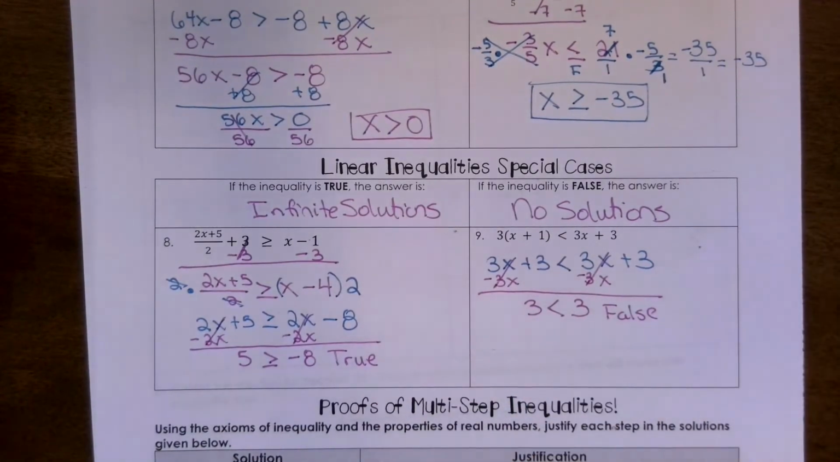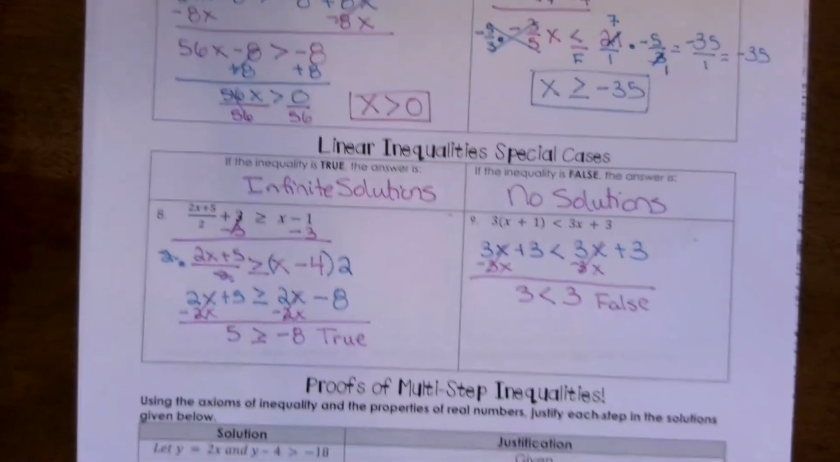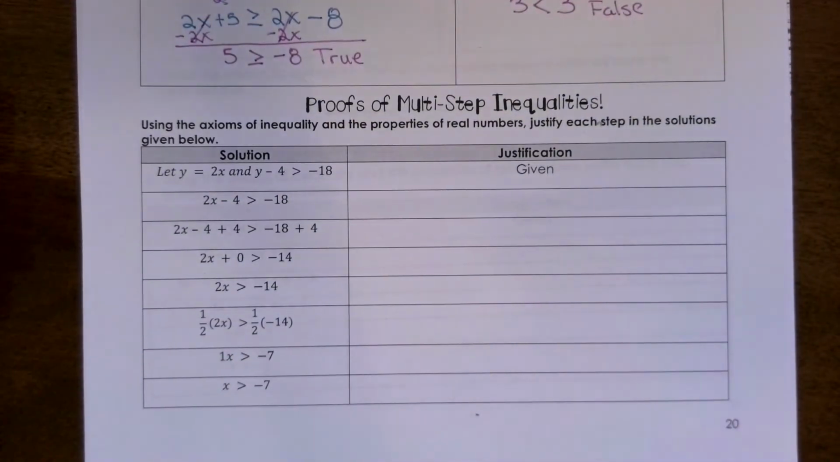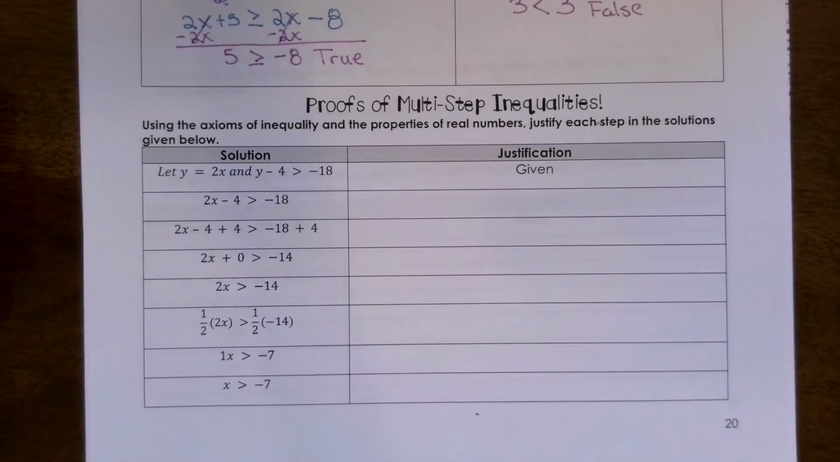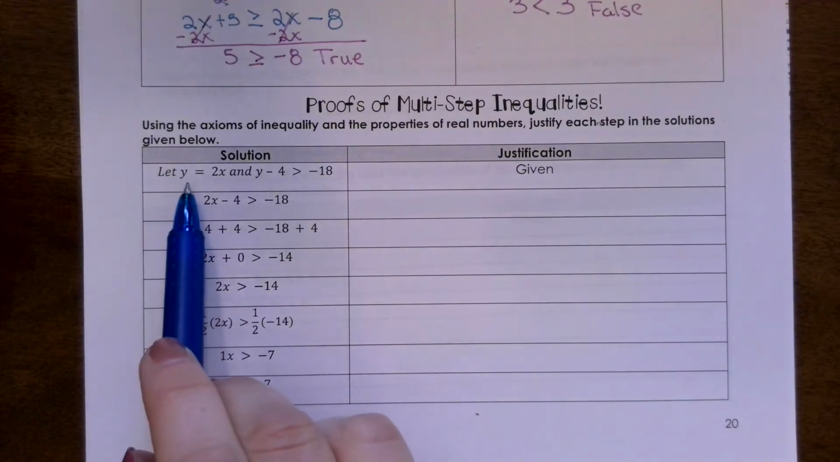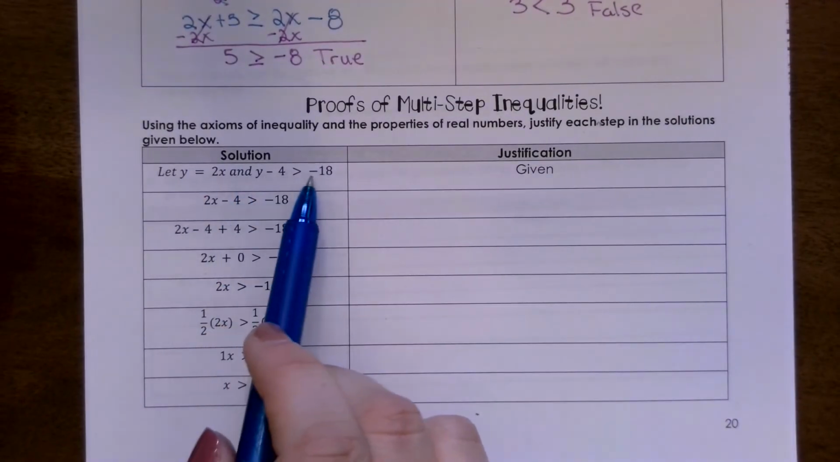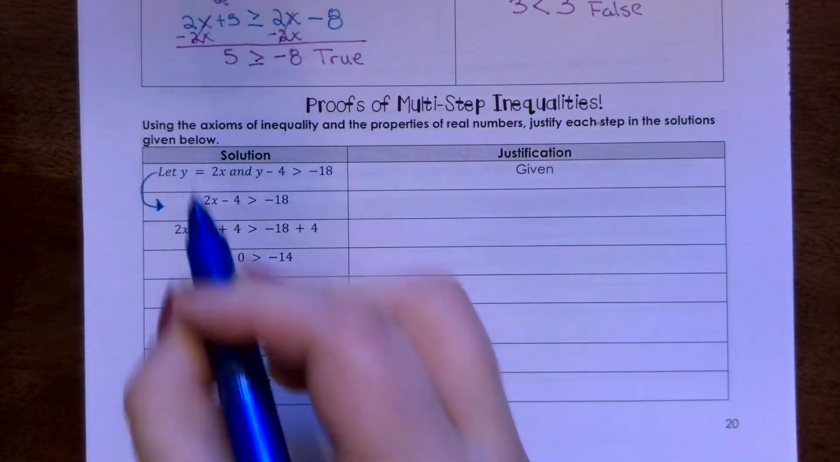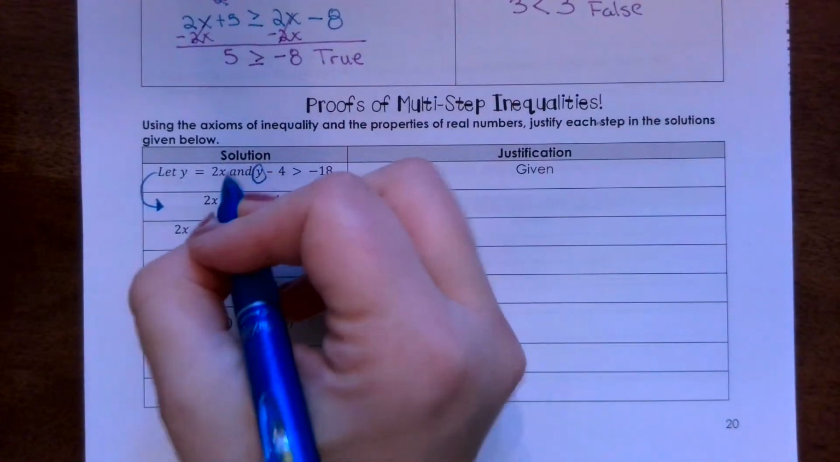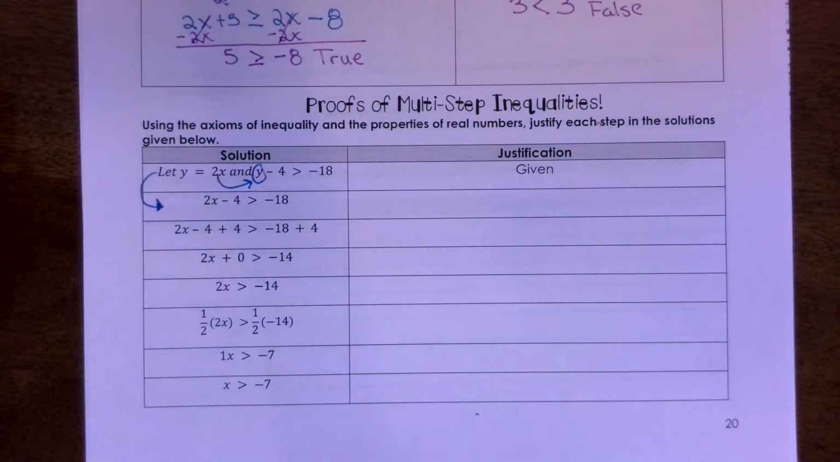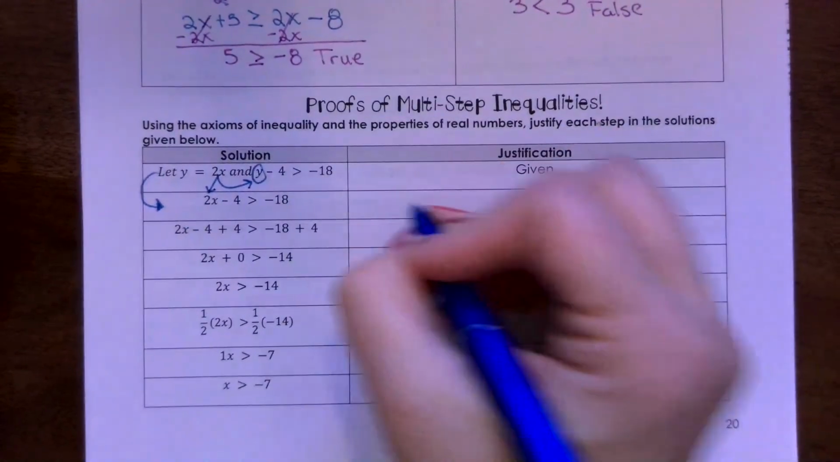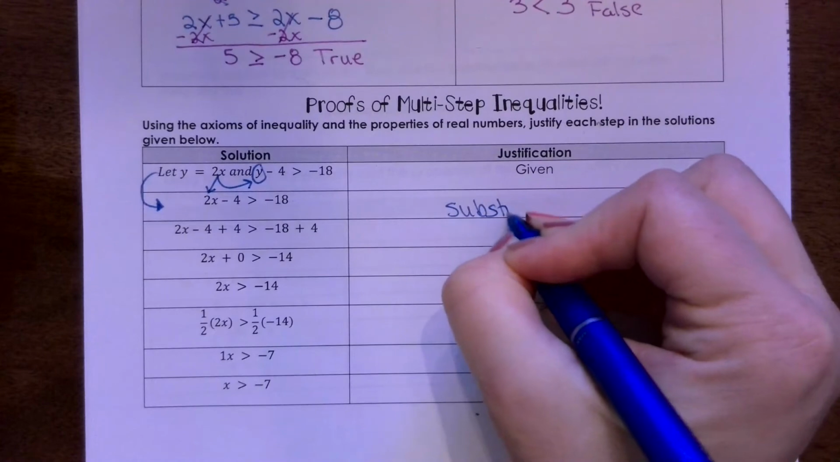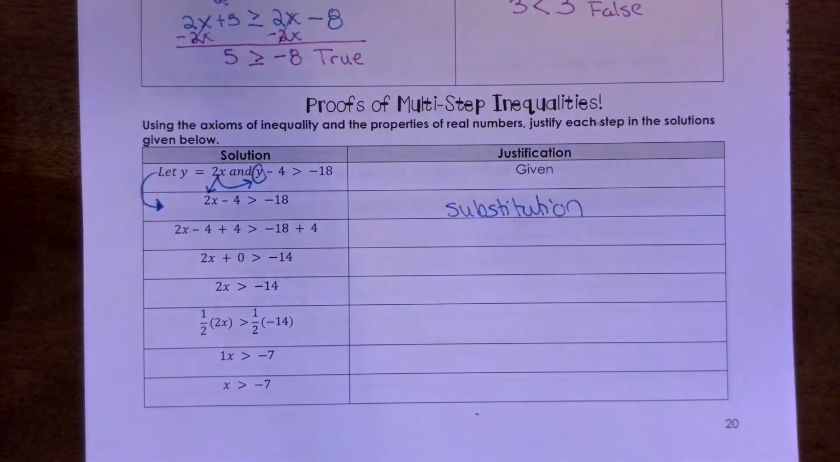Last thing we're going to do in this video is just take a look at a proof of a multi-step inequality. The big difference is that I'm going to use those properties of inequality, the axioms of inequality, rather than the properties of equality. So here I have: let x equal 2x and y minus 4 is greater than negative 18. So if I look at the difference from here to here, I see that in place of the y, I have substituted the 2x. So this is the substitution property of equality.